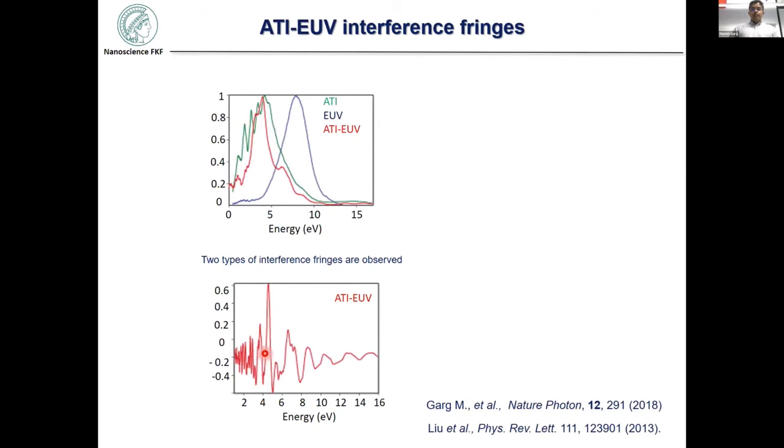Now in our experiment, we have observed two different kinds of interference fringes. If you look carefully into this spectrum over here, which is the interference fringe of the above threshold ionization and the EUV photoelectrons, we see that there are two kinds of fringe spacing. In the high energy region, the fringe spacing is quite big, on the order of 2.2 eV. However, in the low energy region, the fringes are much more densely packed, and they have a spacing of around 0.3 eV. And this spacing should tell us something about the relative timing of ATI electrons with respect to the EUV photoelectrons.